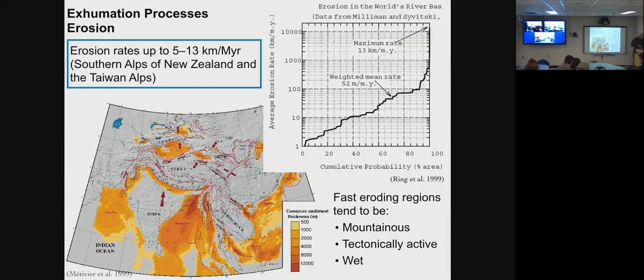And of course, erosion will be most efficient if you've got a lot of topography, a lot of precipitation, and even more so if it's assisted by tectonic activity, namely normal faults, for example. So, exhumation processes can team up.